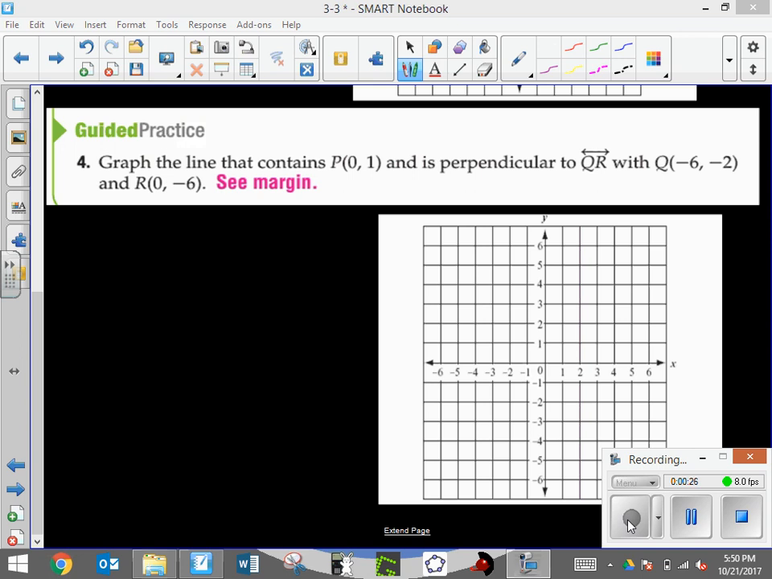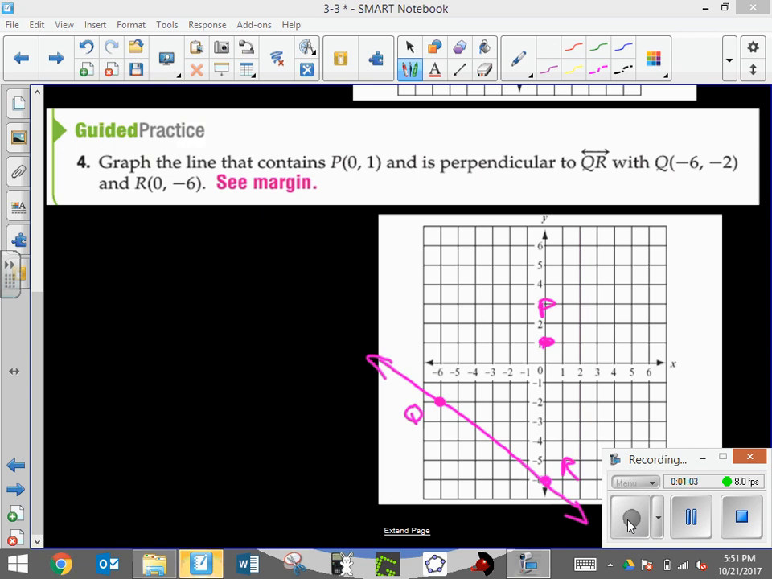So what I'm going to do first is plot the points (-6, -2) and (0, -6), because that's the line that they give me right from the start. So I'll plot those points, (-6, -2). Here is Q, and then R is at (0, -6). There's going to be my line. And I want to find a line that is going to be perpendicular to that, going through this point, P.